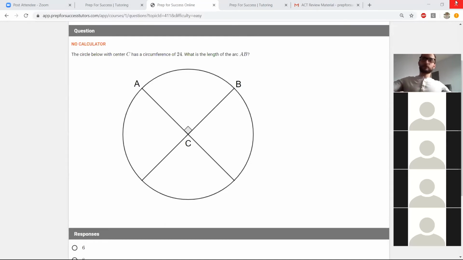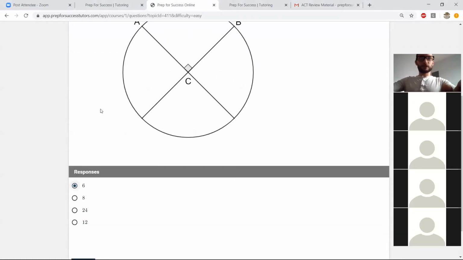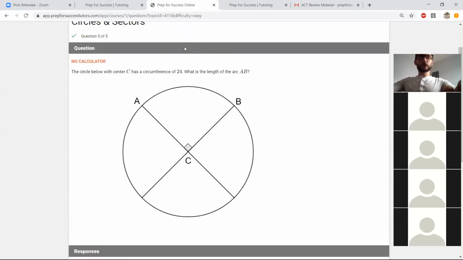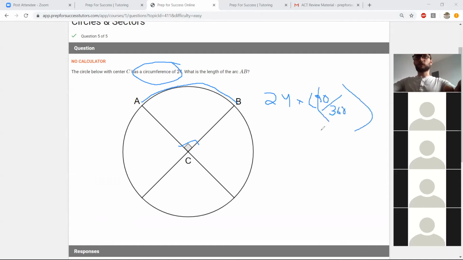Yes, perfect. Very good. So the answer is 6. Okay, so all we have to do here is we just want to know the circumference is 24. What is the length of arc AB? So AB is right here. So we know this is a 90-degree measure. So we take this total circumference, which is 24, and we multiply by the angle measure, which is 90 over 360, because that's a circle. Which 90 over 360 is just 1/4. So you just get 24 times 1/4. So 1/4 of 24 is just 6.